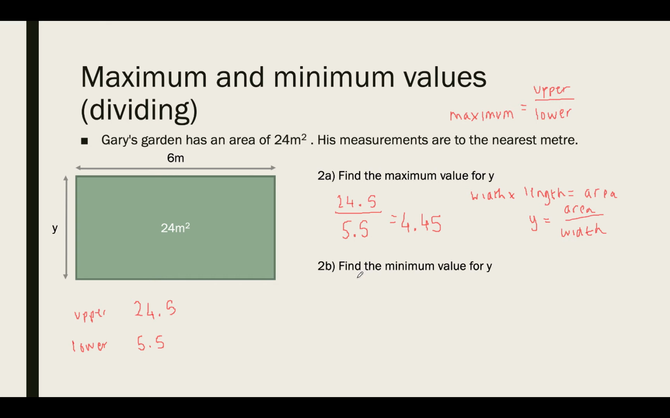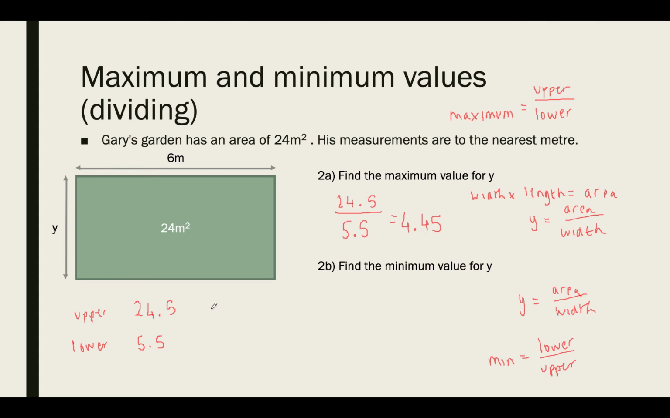So let's have a look at question 2b. It's asking us to find the minimum value for y. So if we have a look at our formula again, it's still y equals area over width, but this time we want to find the minimum value. So our formula now for min is we use the lower bound on top and upper bound on the bottom. So we still need to put the area on top. So what's the lower bound of the area?